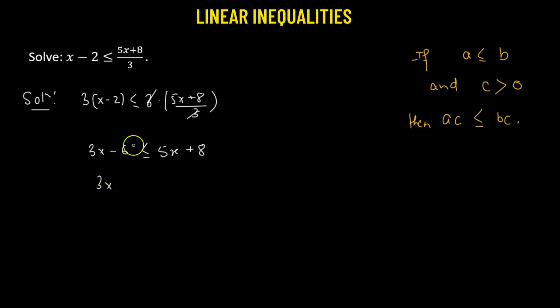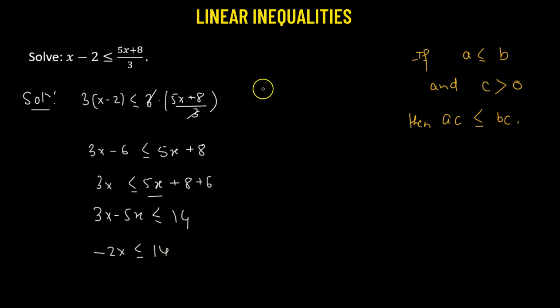So we'll transpose negative 6 to the right hand side. That gives us 5x plus 8 plus 6, and we'll transpose 5x to the left hand side. So we have 3x minus 5x, which is less than or equal to 8 plus 6, which is 14. Now 3x minus 5x gives us negative 2x, which is less than or equal to 14.